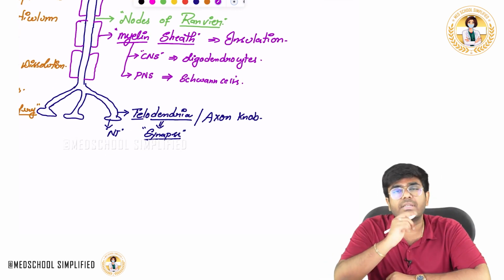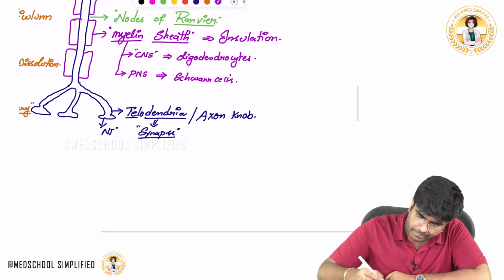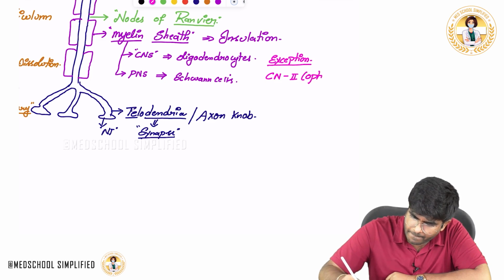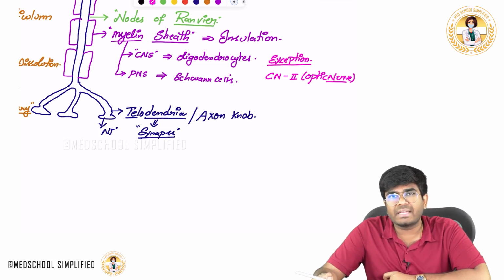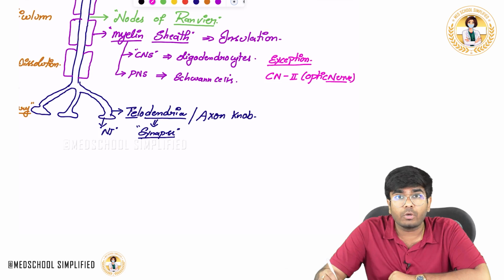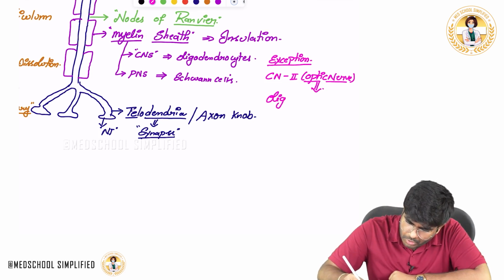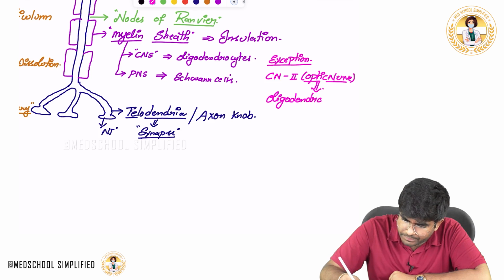Is there any exception for this? There is one exception, that is the optic nerve. The exception is the second cranial nerve, that is the optic nerve. Now here itself it is a nerve, optic nerve, it's a cranial nerve. Cranial nerve means peripheral nervous system, so it should be lined by Schwann cells, but no. Though it's coming under cranial nerve, the optic nerves are lined by oligodendrocytes.